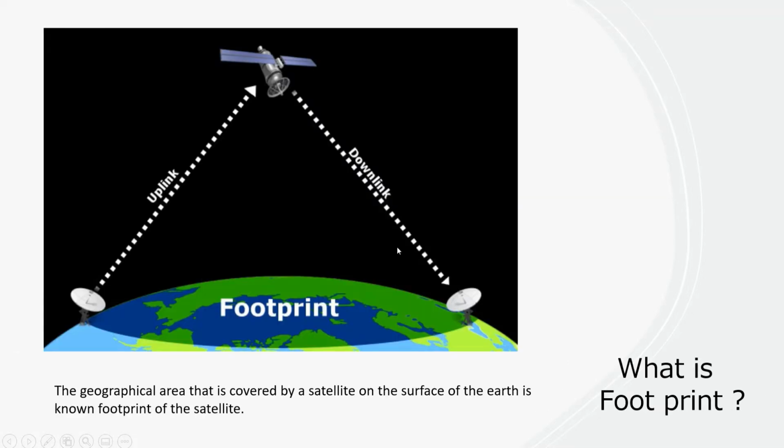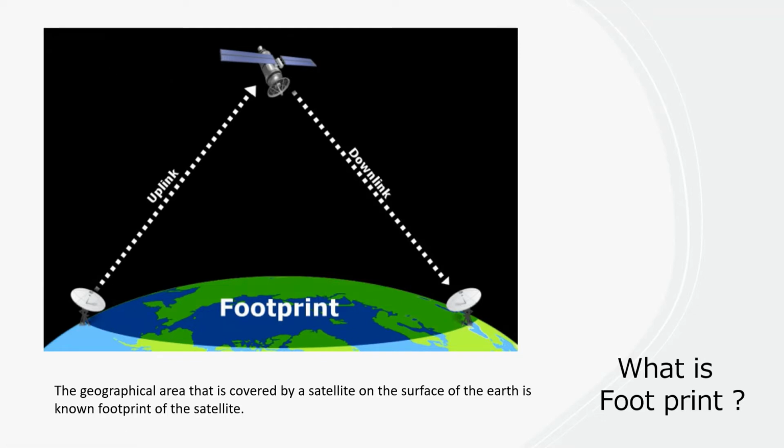What is footprint? The footprint is nothing but the geographical area covered by a satellite on the surface of the earth. That is, the coverage area in which we can communicate with the satellite is known as the footprint of the satellite.